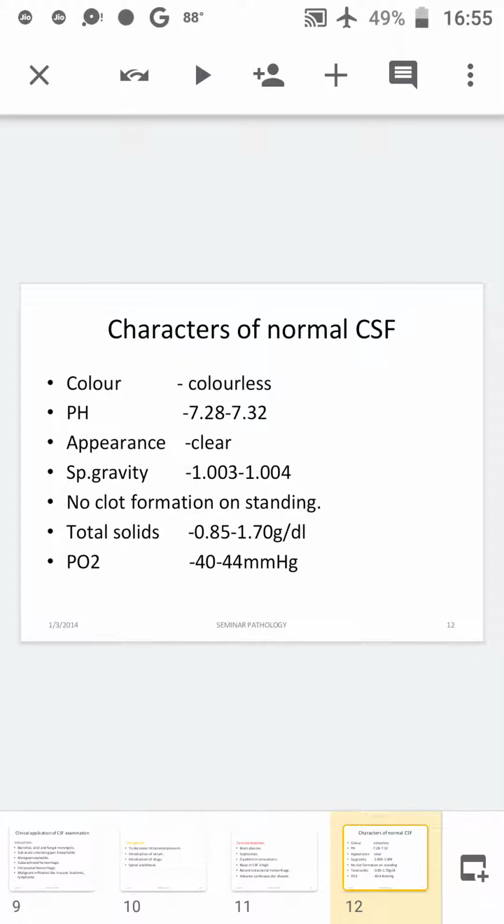What are the normal characters of the CSF fluid? Color is generally colorless, pH 7.28 to 7.32, appearance will be clear, specific gravity is 1.003 to 1.004, and there should not be any clot formation.